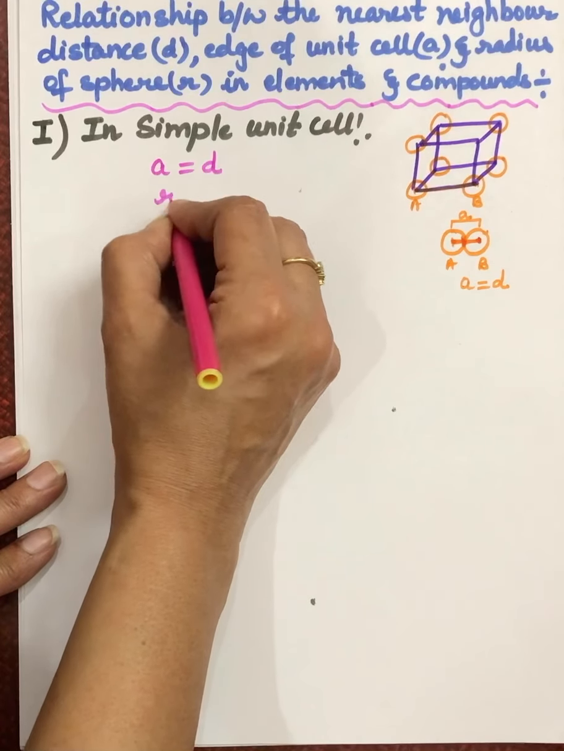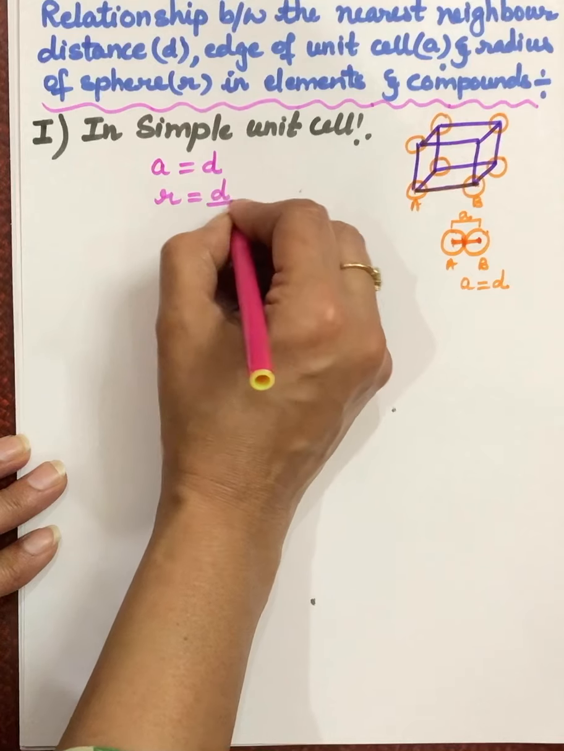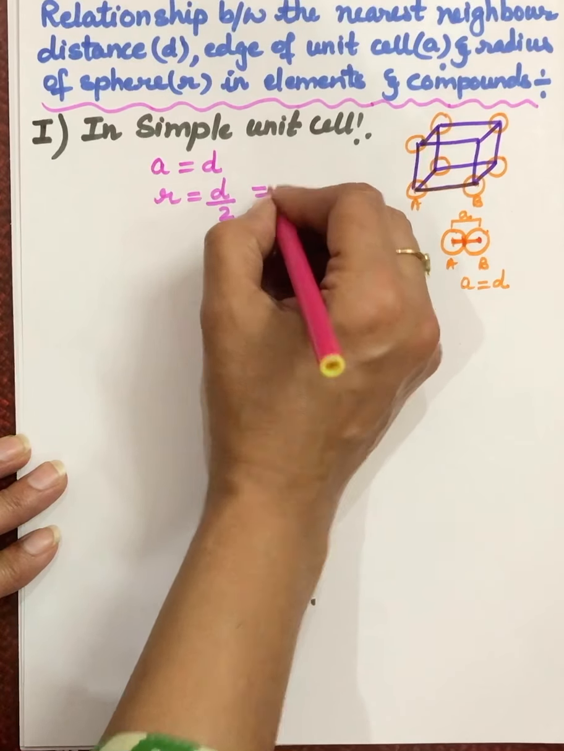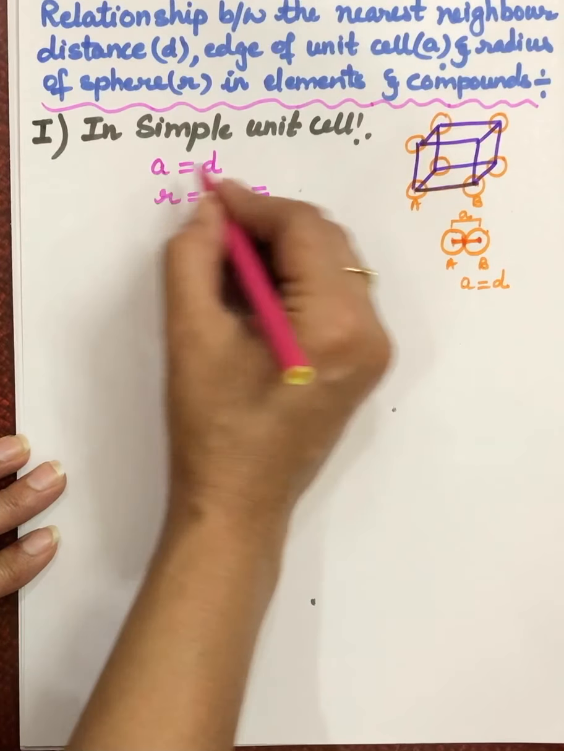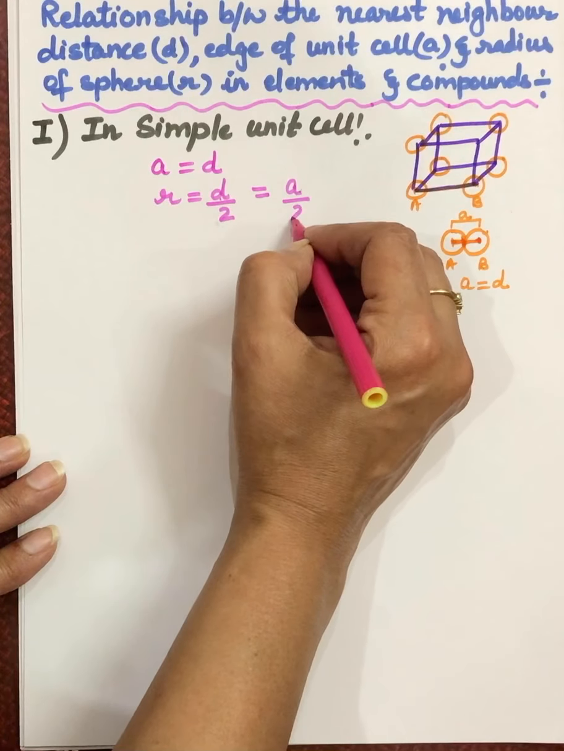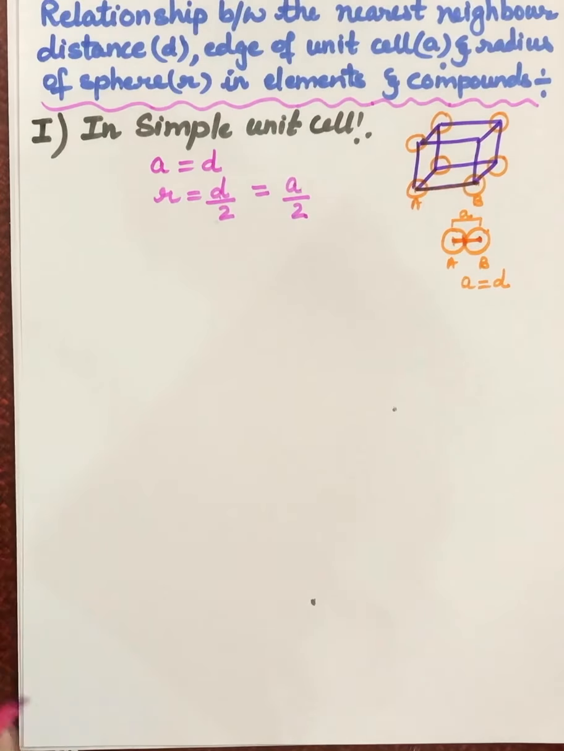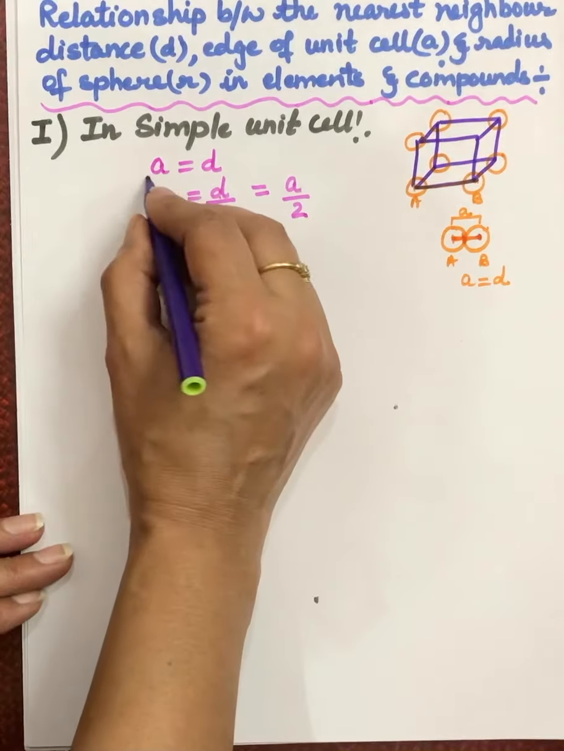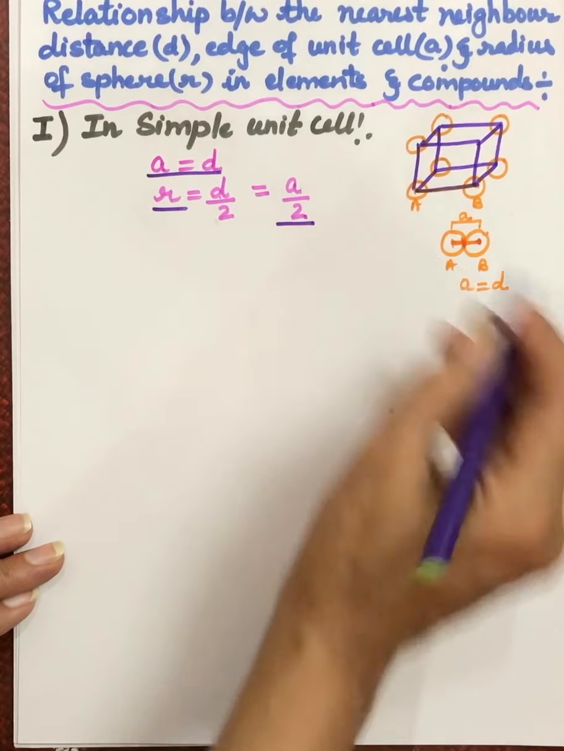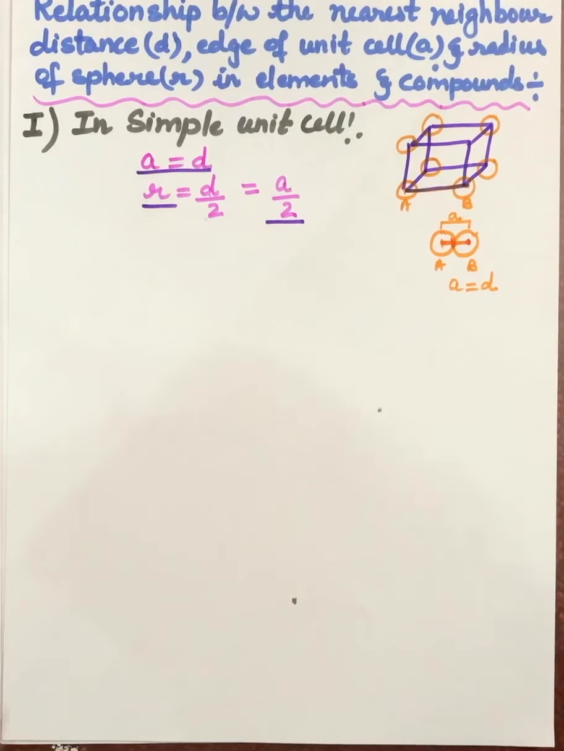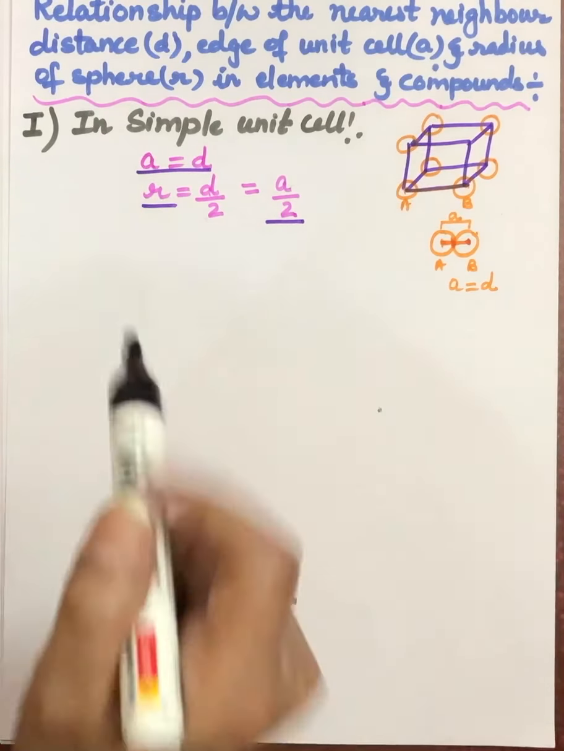And radius is always half of the nearest neighbor distance. So fill the value of D here, which is equal to A. This will be A by 2. So this is the relationship between A and D and R and A in a simple unit cell. After simple unit cell, next we have the FCC unit cell.